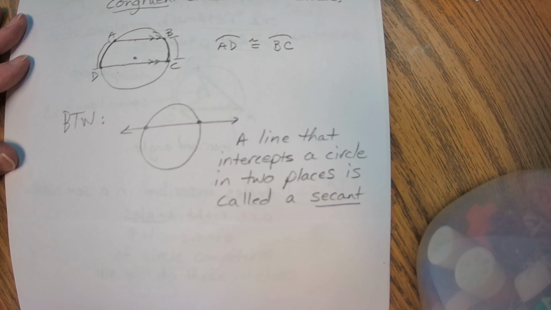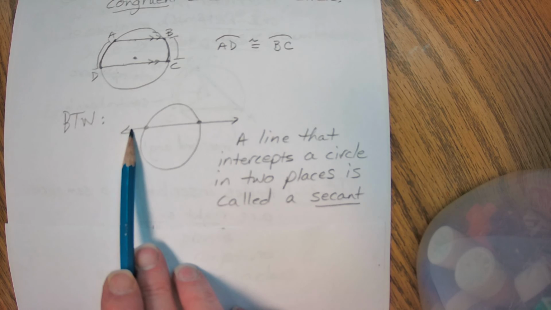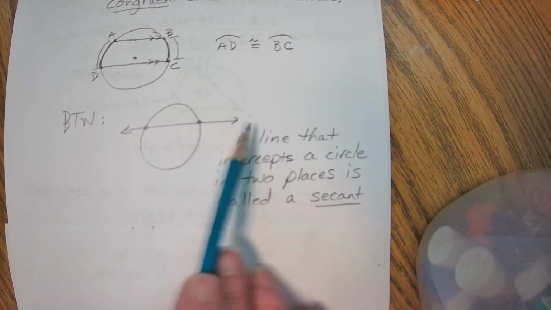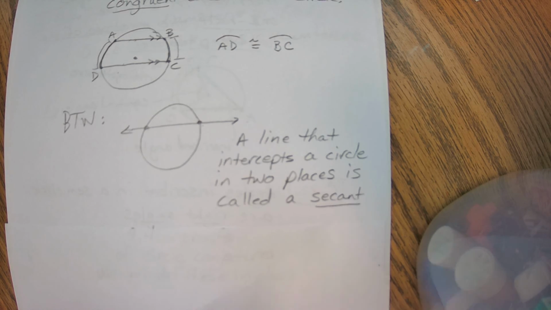By the way, I'm not even sure we've ever talked about this, but a line that goes through the circle, intercepts the circle in two spots, is called a secant.